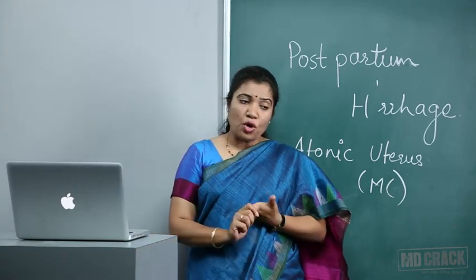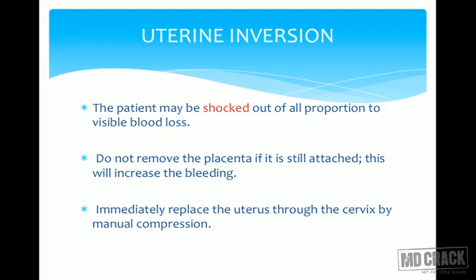Uterine inversion. This is again a complication where shock is the rule. It can be because of bleeding, that is hypovolemic shock, or it can be neurogenic because the ovaries also get pulled when there is acute inversion of the uterus. So if there is inversion, there is shock. It is probably the most common cause of shock in the fourth stage of labor. The patient may be shocked out of all proportion to the visible blood loss.